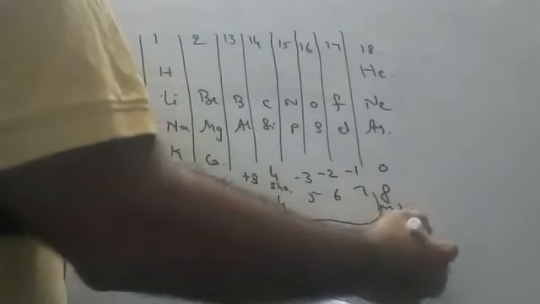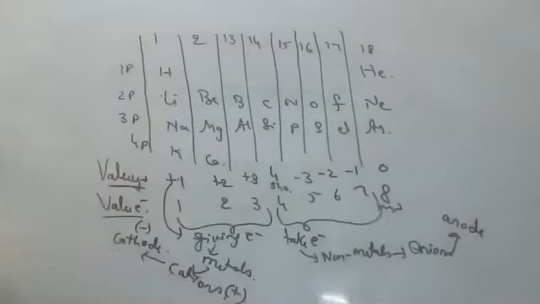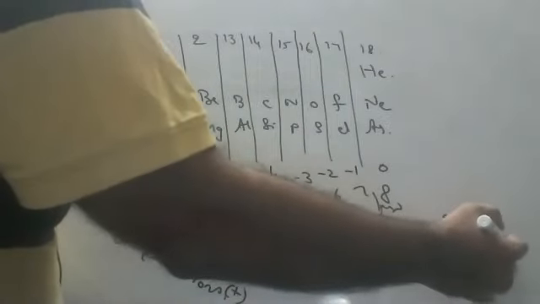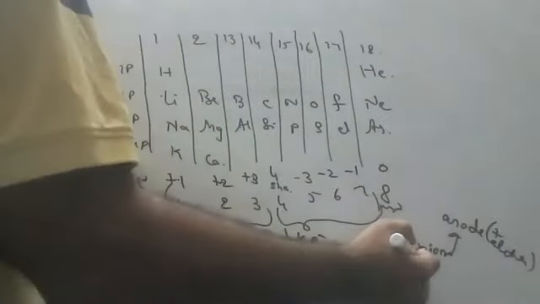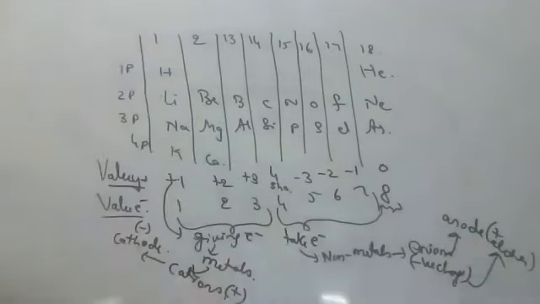Negative ions are called anions, and anions are always liberated at the anode. What is an anode? A positively charged electrode is called an anode. Anions are negatively charged ions, so negative ions will go to the anode only. Anions means negative, but they will be liberated at the anode. This box you have to remember. It will help you in doing various questions.